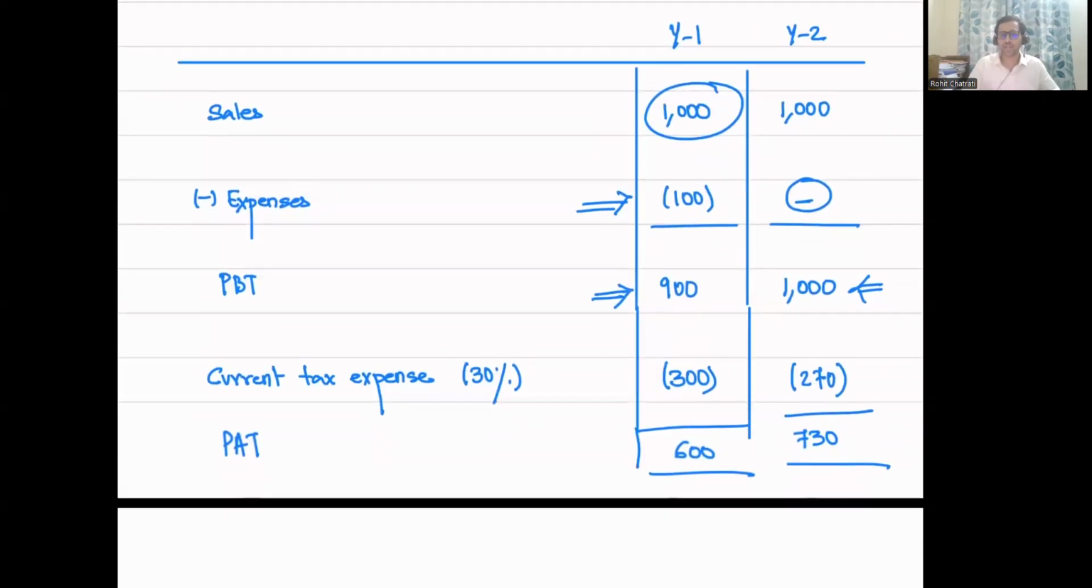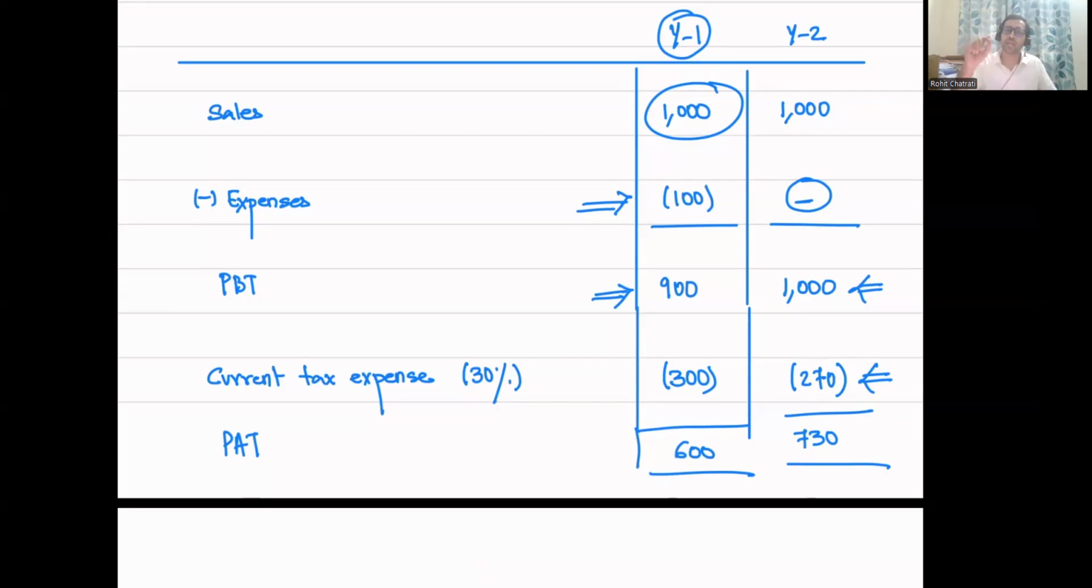Now, if you think of it, over here also we have the violation of matching concept principle. Why do we have the violation? I recorded an expense of 100 in year 1, but the benefit associated with this 100 expense is actually recorded in year 2. Whenever you have an expense, that is going to be allowed as a deduction, and therefore it reduces your taxes. Every expense reduces your tax amount.